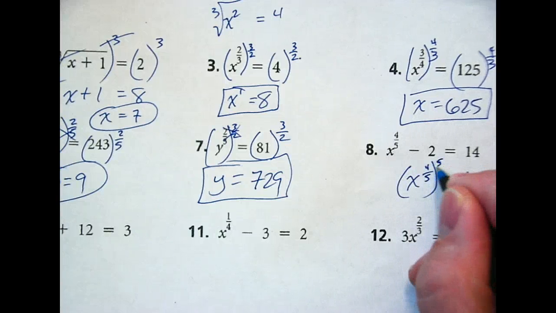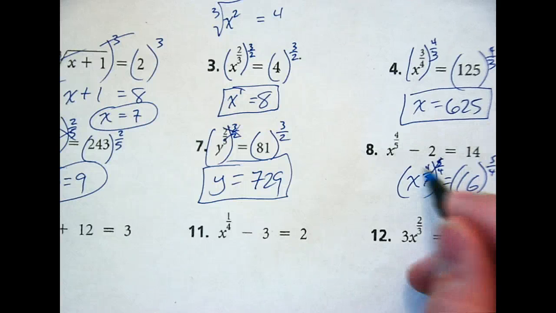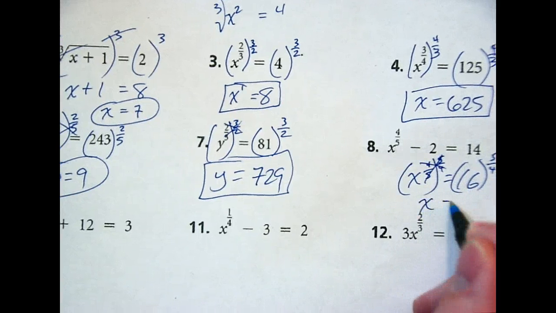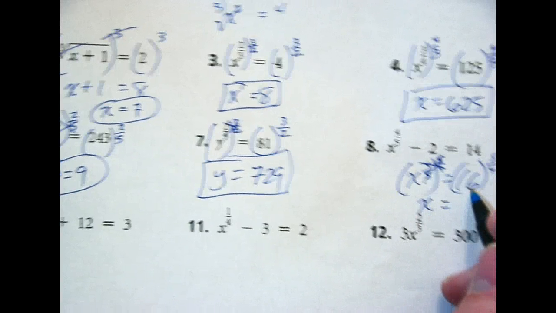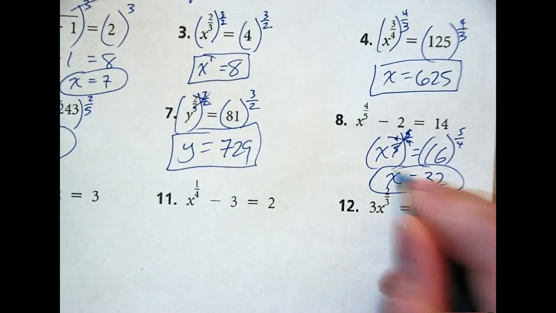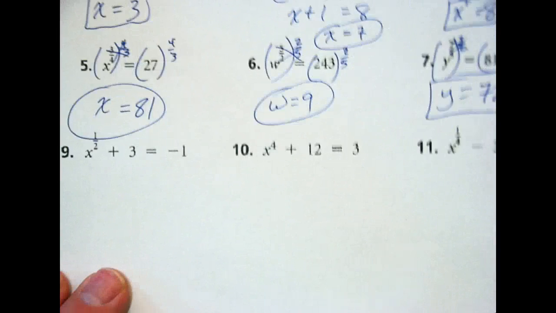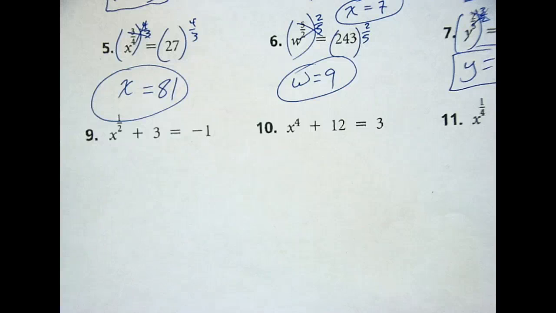Raised to the 5/4 power. And those cancel. I'm left with x is equal to the 4th root of 16, which is 2 to the 5th, 32. Okay, everyone tell your neighbor what you got for 9, 10, 11, and 12 real quick. All right, here we go.